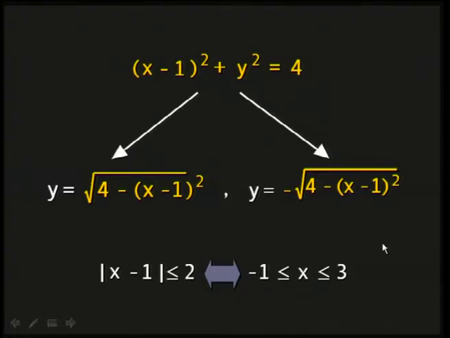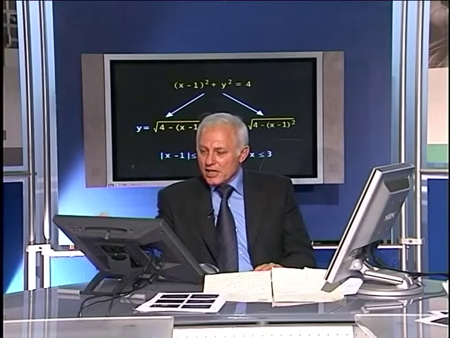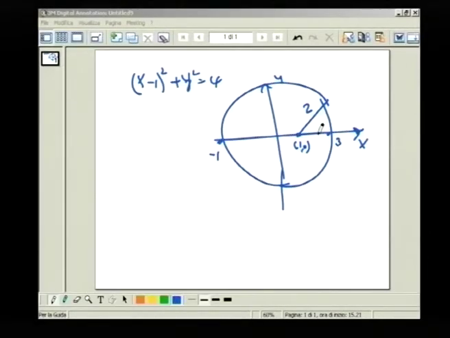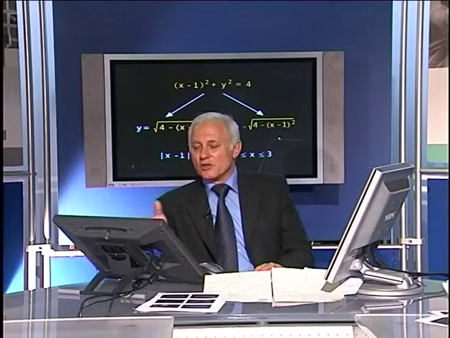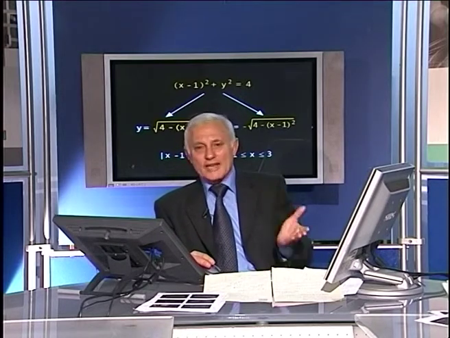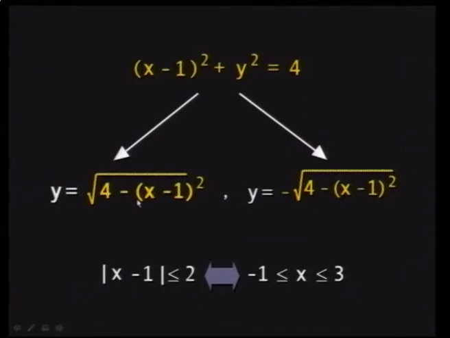On your graph, the upper part represents one function, and the lower part represents another function. Why? Because for each x there is one y, so you have two functions. As for the domain, from the graph you directly see that it lies from minus 1 to 3. How do you get this directly? We said before that to obtain the domain, what is inside the square root must be positive. So you set (x minus 1) squared less than 4, or the modulus of x minus 1 less than 2. It means that x lies between minus 1 and 3. So these two functions have the same domain.